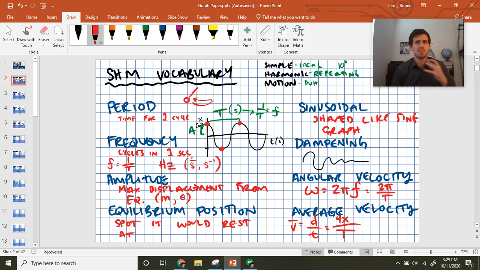So that's some of the big terms and equations, but I don't even really know if we call these equations. These are more just definitions that you need to have for the rest of the unit.